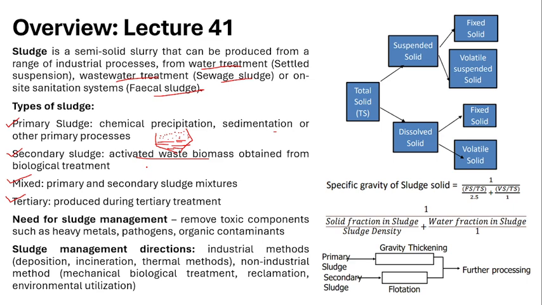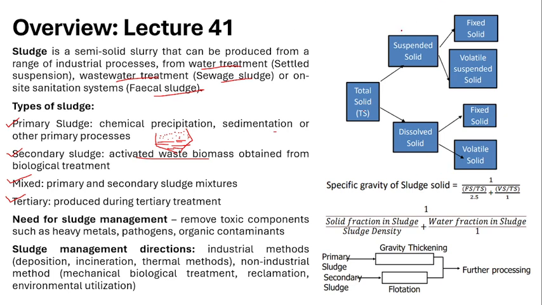In the case of mixed sludge, it is nothing but the mixture of the primary and secondary sludge. Okay, it is called the mixed sludge. So what are these sludges composed of? If you see the sludge composition, it is mainly solid and it will also have some amount of water in it. These solids present in the sludge are further classified into two types. Generally it is called the total solid, TS. This total solid is divided into suspended solid and dissolved solid.